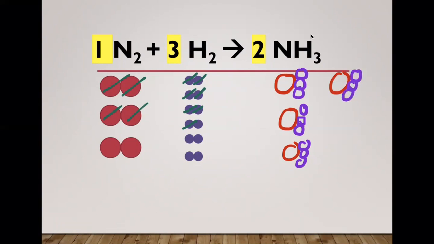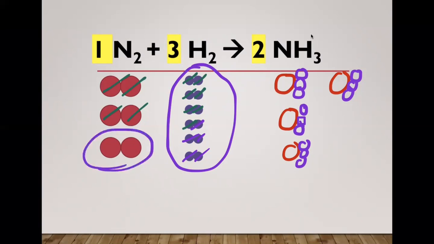Okay, so I've used up 4 red ones, and 1, 2, 3, 4, 5, 6, 7, 8, 9, 10, 11, 12. So I can cross the rest of these off. That means I can't make any more products because I've used up all of my hydrogen. I am not able to produce any more products, even though I have more nitrogen that can be used. No more product can be made because there's nothing left to react with. So I would say that this is my limiting reactant and this is my excess reactant.